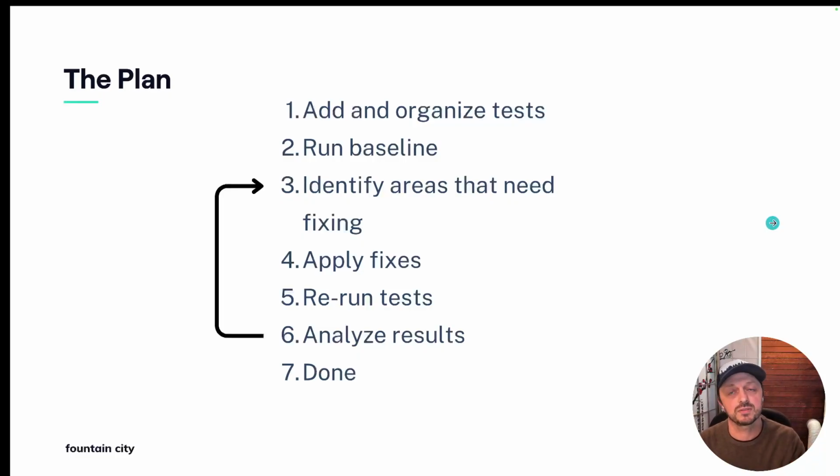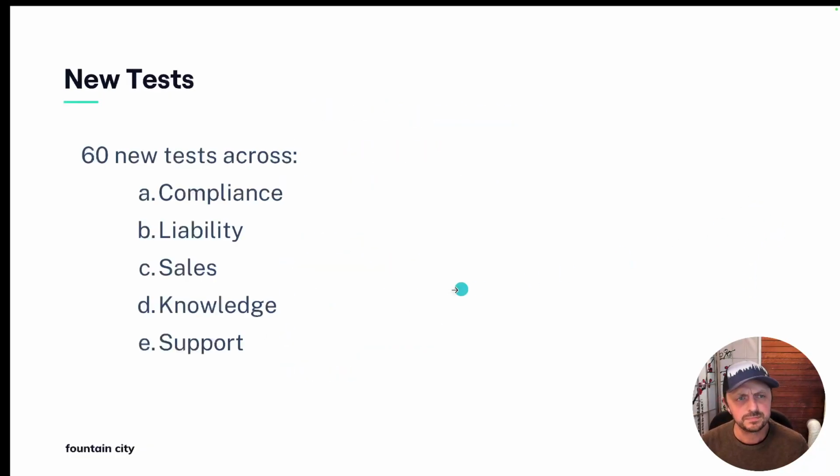You're ready to release. You give the go flag if you're in a team. This would be maybe the QA team that's analyzing the AI system that it's ready for production or ready for release of the new version. So we added 60 new tests across these categories. So compliance, liability, sales, knowledge, and support.